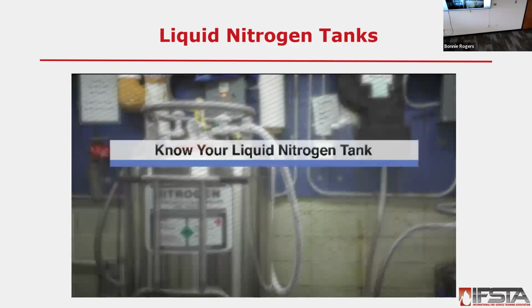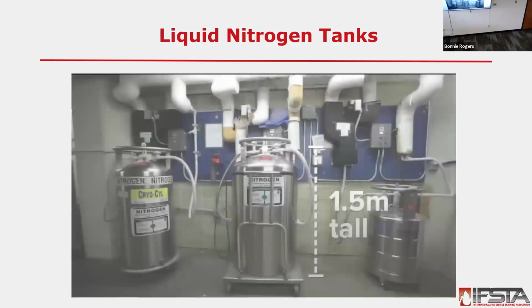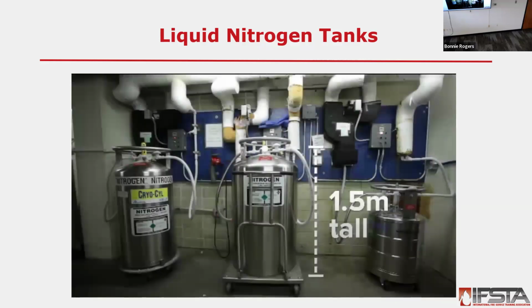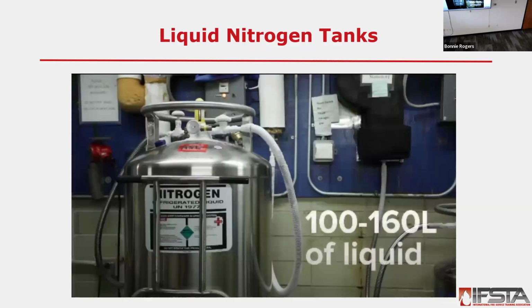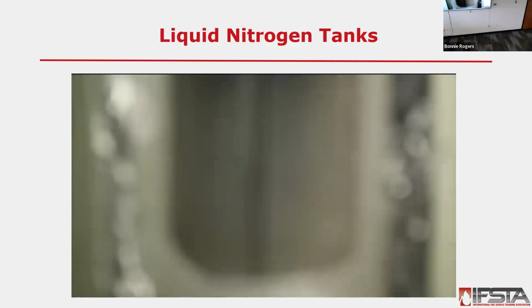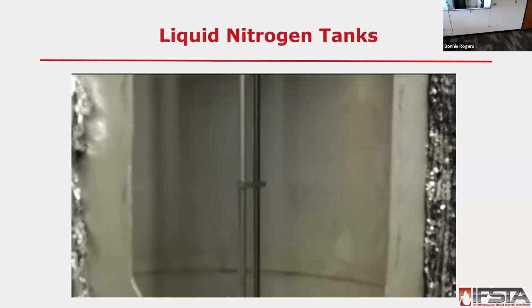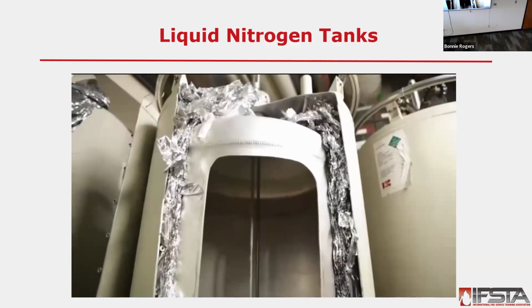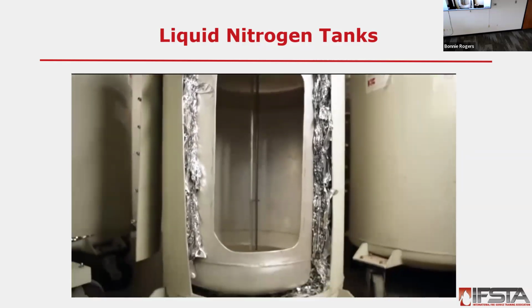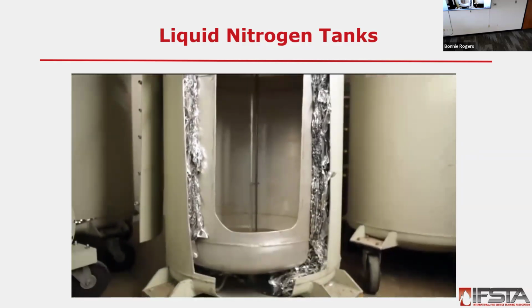Know your liquid nitrogen tank. Liquid nitrogen tanks are typically 1.5 meters tall, 50 centimeters in diameter, and contain 100 to 160 liters of liquid. Tanks consist of an inner and outer vessel. The vacuum space between the two vessels acts as a highly efficient thermal barrier. Special materials inside the vessel maintain the vacuum for several years.